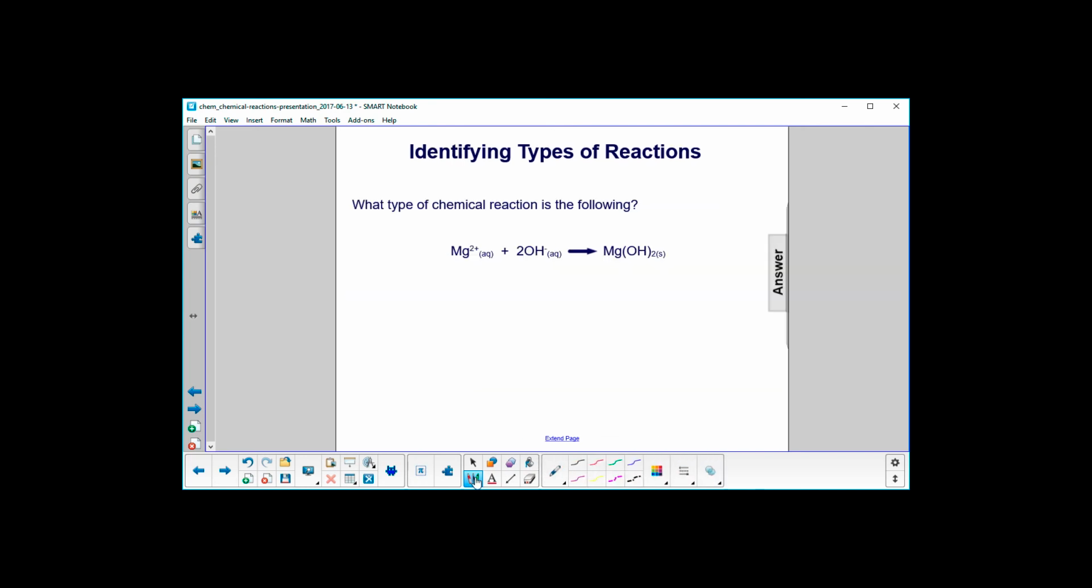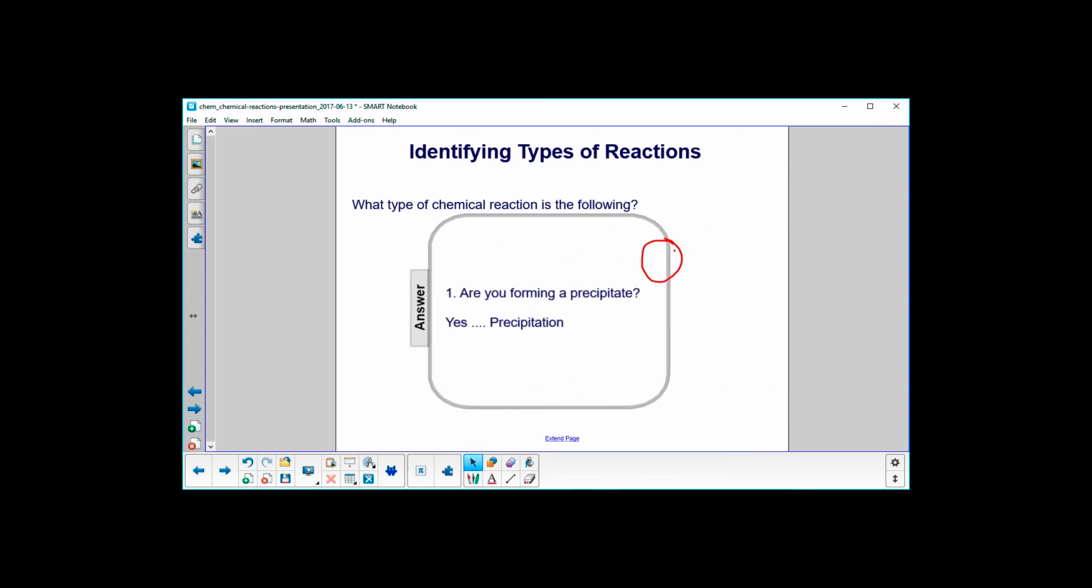What type of chemical reaction is the following? Magnesium plus hydroxide gives you magnesium dihydroxide. Here's the key right here. It's the first guideline. Is there a solid precipitate forming? Yep, you see the S. So what kind of reaction do we have? Precipitation.